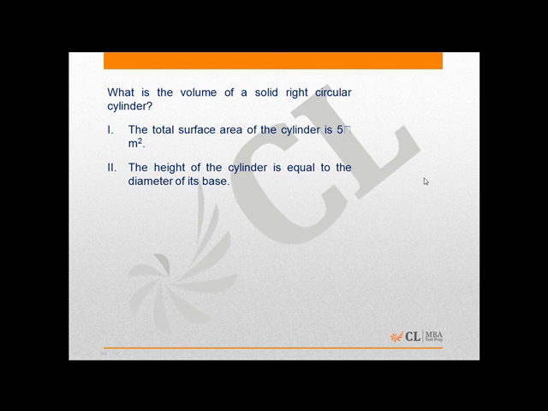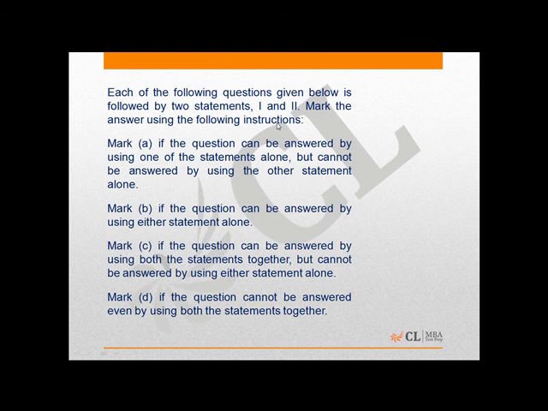Now let's come to DS questions. There are four options. You have to mark option A if the question can be answered using one of the statements alone but cannot be answered using the other statement alone. That means either one of the two statements alone is sufficient but the other is not sufficient.